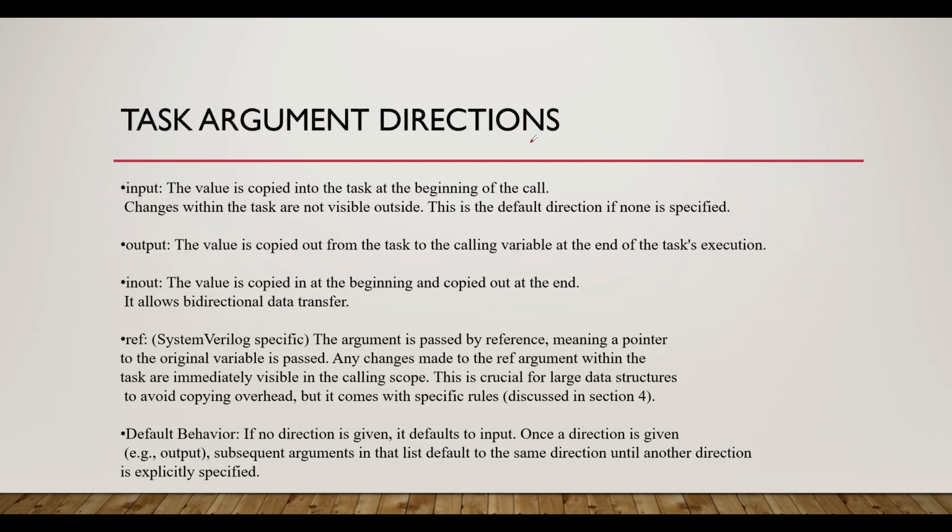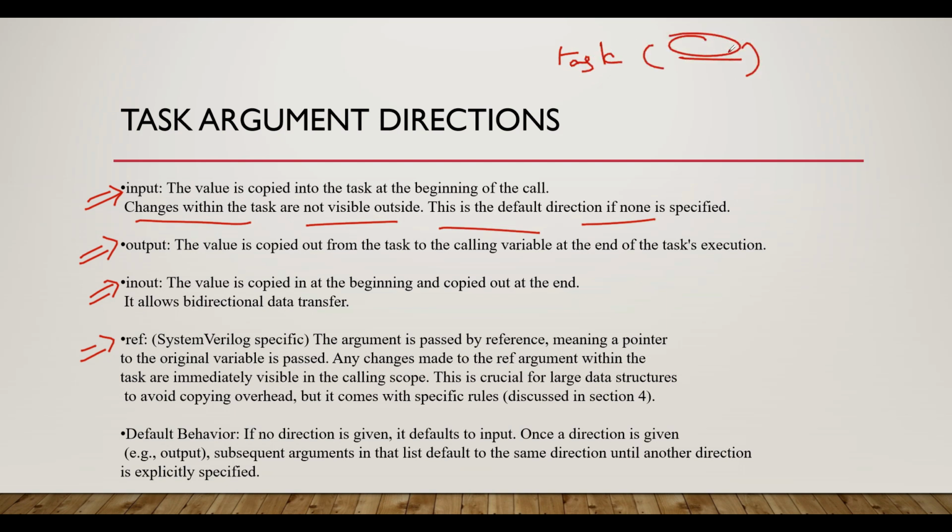Now see, task argument directions. There are majorly four kinds of arguments. First is input, second is output, third is inout, and fourth is ref. Let's understand each one in detail. Your input port is nothing but you are passing some input by using the input port. Here, changes within the task are not visible outside, because this is the default direction if none is specified. So if you haven't specified any direction in your task argument, it will be considered input by default.